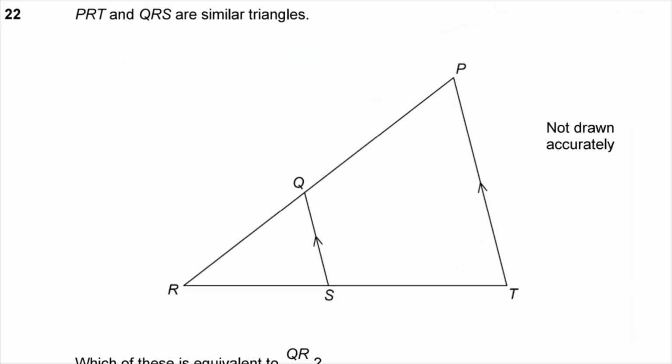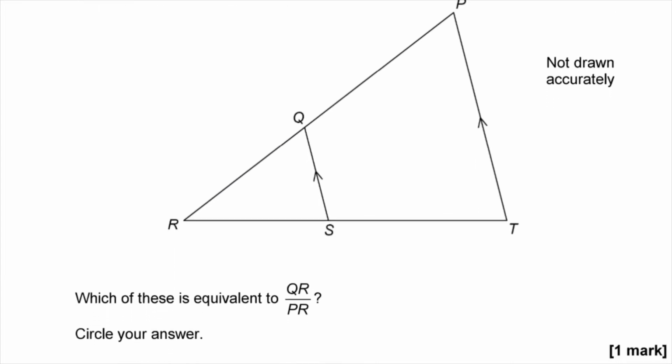Question 22. PRT and QRS are similar triangles. And we're asked which of these is equivalent to QR over PR. Well, QR is that line there, isn't it? And then PR is this line. So basically you're comparing two equivalent sides of two similar triangles. So sides are always going to be in the same ratio, so as long as you match up the pairs of sides you're looking at, then they are going to have the same ratios as well.